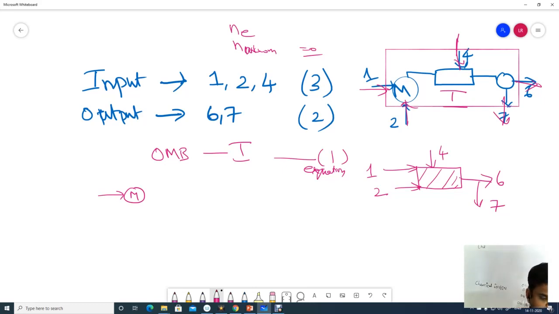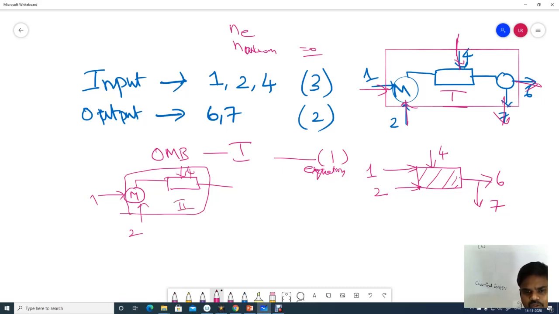So now another way to look at it is, we can consider this mixture is there, this part is there, right? So what are the two inputs? We have 1, 2, 4, right? So this can be considered as one unit, and we can do a material balance across this mixer and this operation. Okay, so that is, let me say 2, and I can do a material balance separately for this mixer, right? Then this 4.